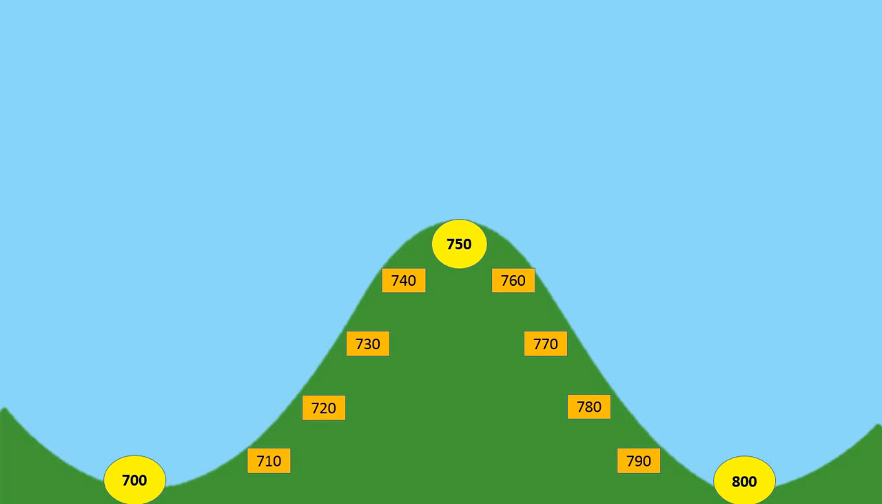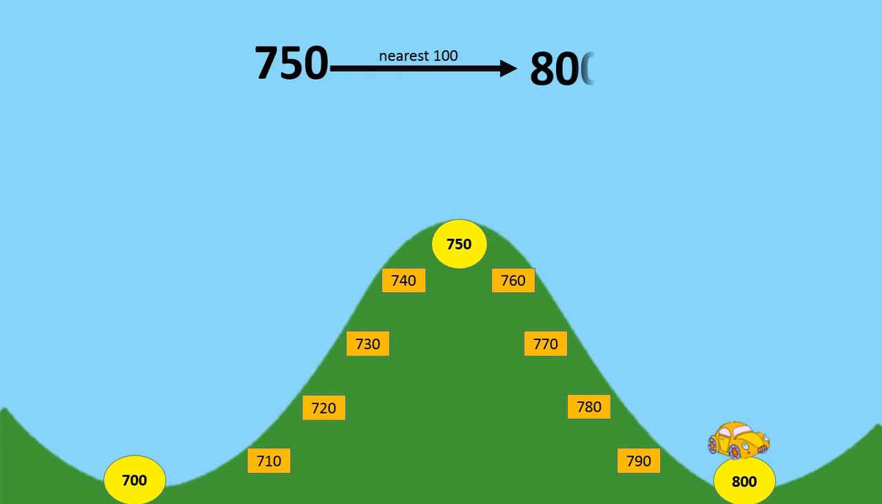Now, if 750 is the number of the car, it will be on the top of the hill, right? So, we will push it from the back and it will roll down to the right valley. And what is the number written in the right valley? Very good. It's 800. So, 750 will round off to 800.